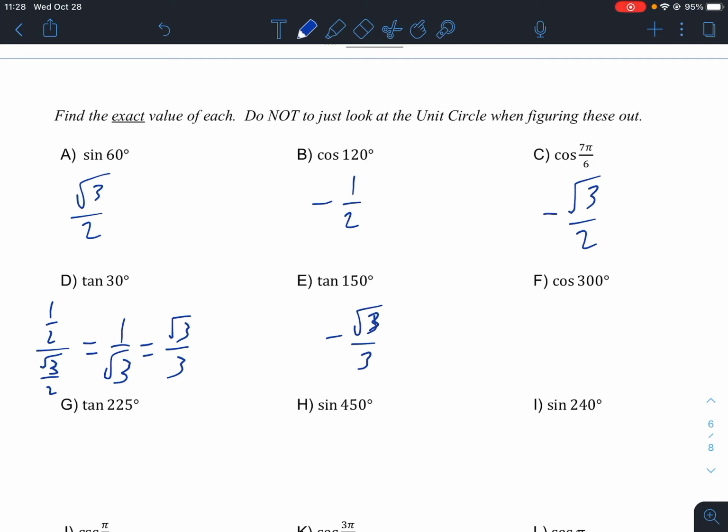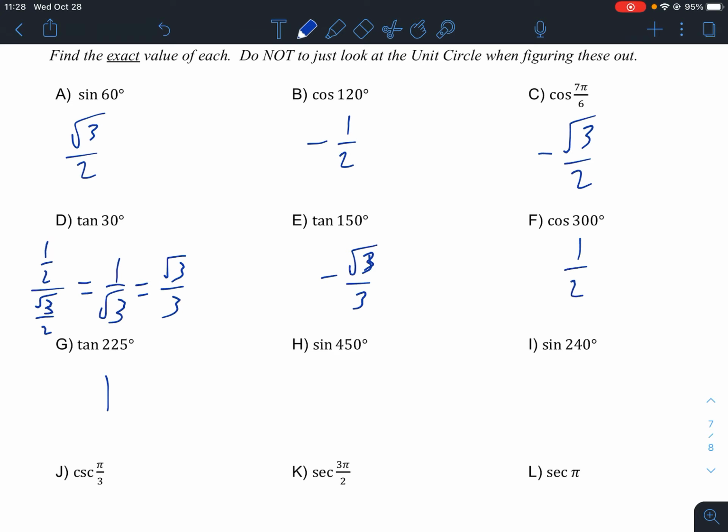Cosine 300. 300 is a 60-degree angle. The cosine is the x-coordinate, so that'd just be positive 1/2. We're in the fourth quadrant there. Tangent 225, it's a 45-degree reference angle, the third quadrant. Tangents of all the 45s is 1 or negative 1. Third quadrant, it is just 1.